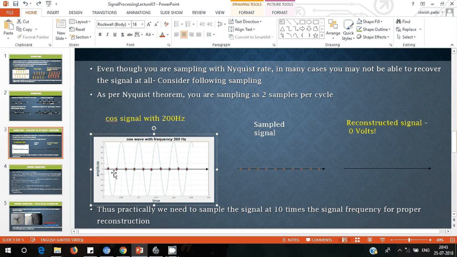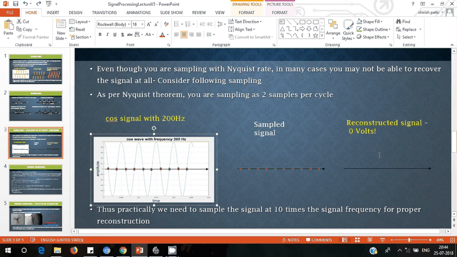However, all samples are taken at 0 volts. So this is how the sample signal will look. In this case, all your samples are 0 volt samples. You are transmitting this signal, and it will be reconstructed at the receiver. The receiver will think that you are transmitting 0 volt samples, so it will reconstruct a 0 volts, 0 frequency signal. A 0 volt, 0 frequency signal means nothing.